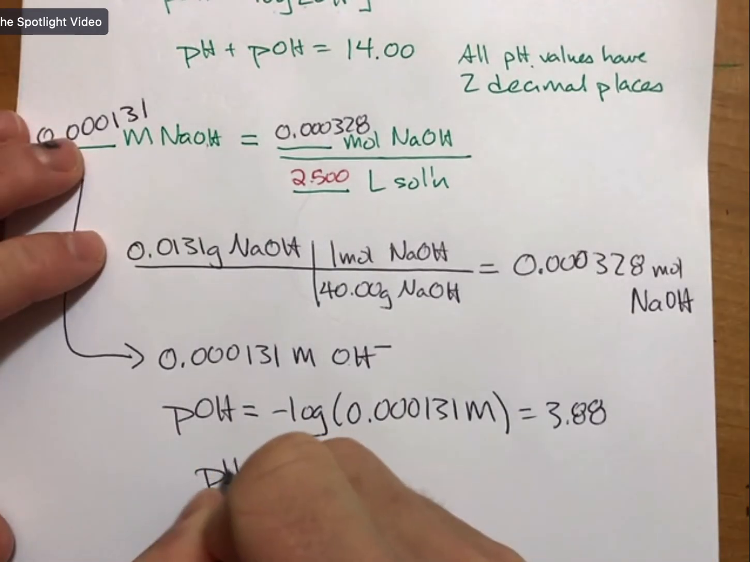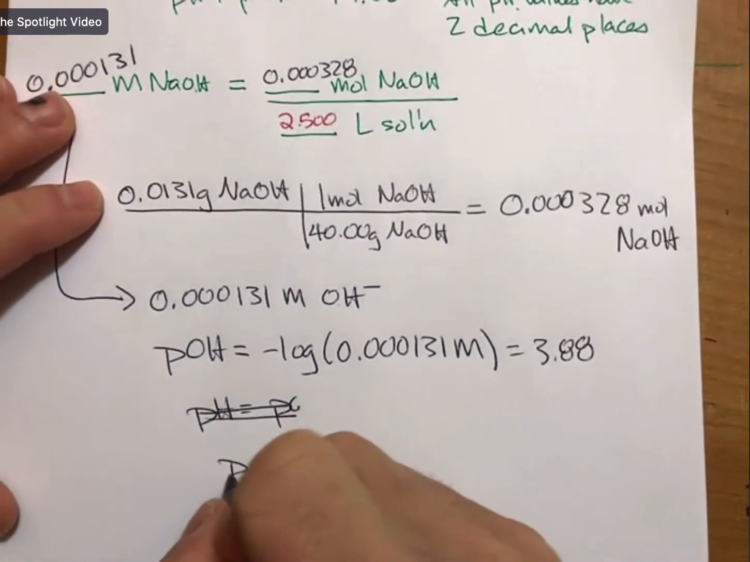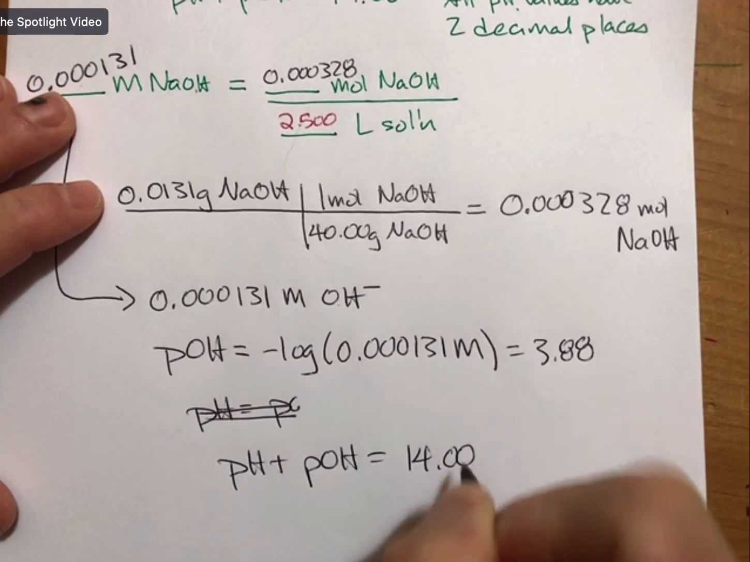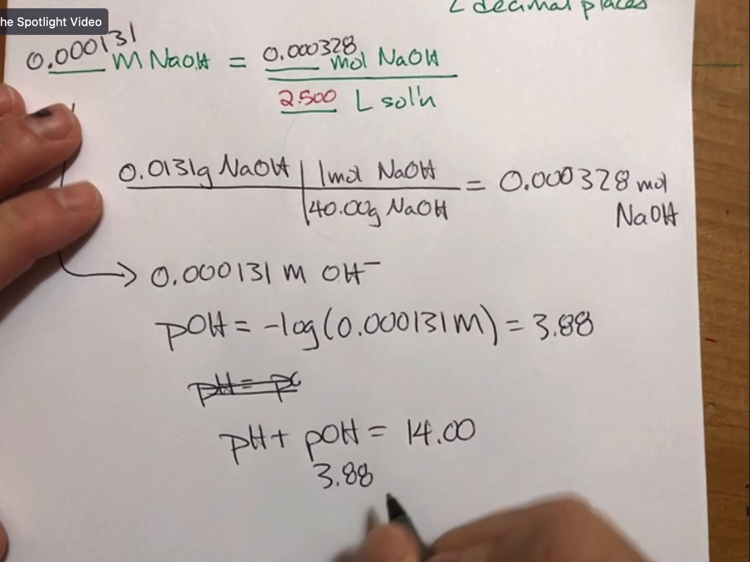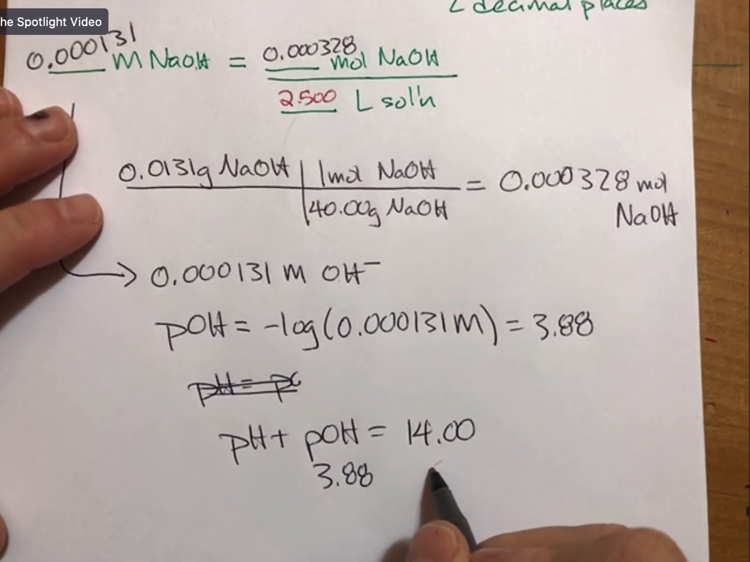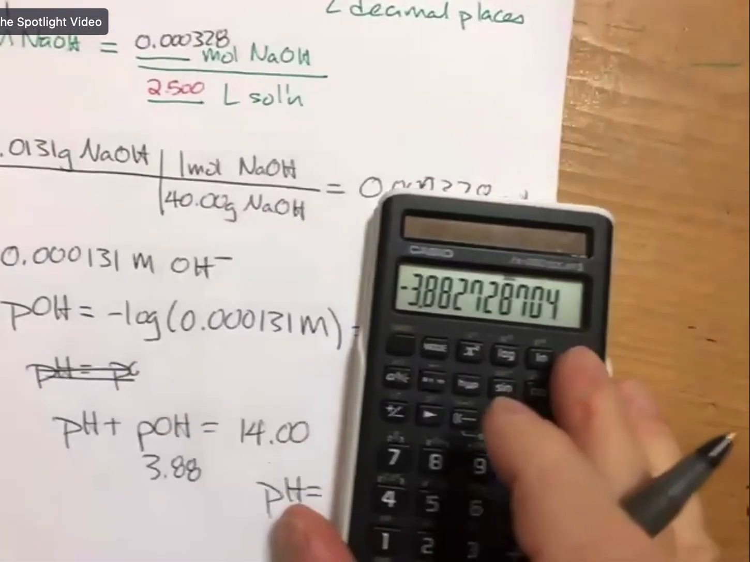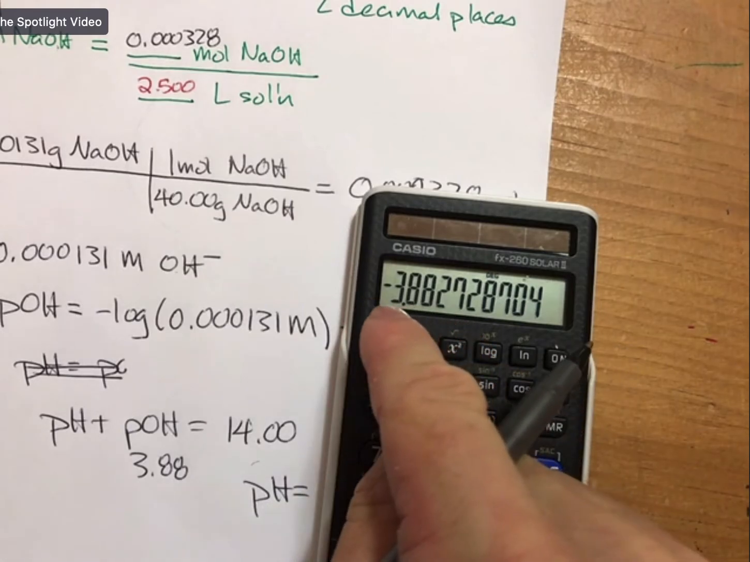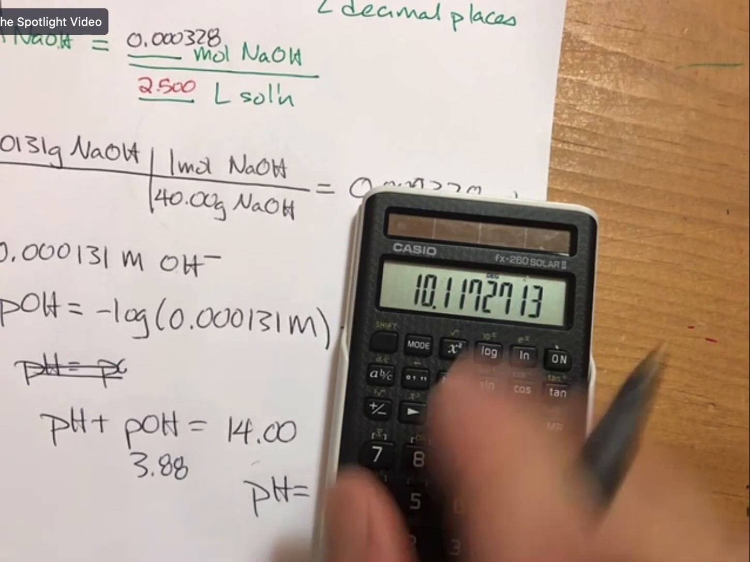And then pH plus pOH equals 14. My pOH is 3.88. Subtract to get my pH. And what I do is, since it's negative right here, I can add 14, and I get 10.12 for my pH.